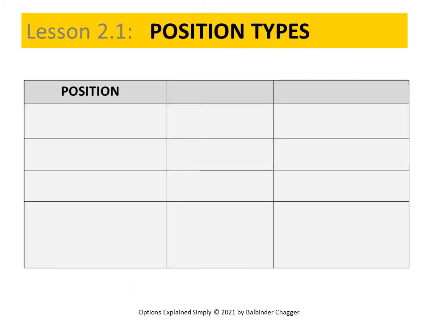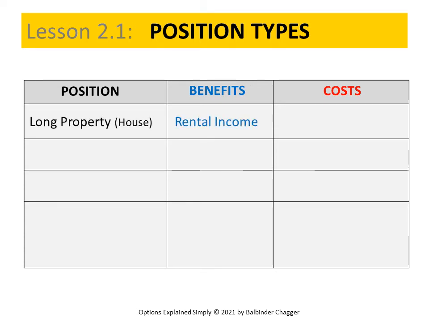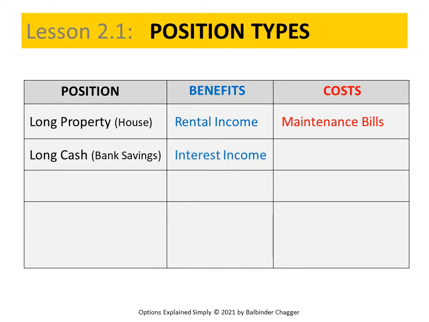Long and short positions often bring about costs and benefits to their holders. Let's take a look at a few examples. If we're long property, say one house, then one of the benefits to us might be some rental income. We'll also have to pay out repair and maintenance bills though. If we're long cash, say some savings in a bank account, then we might attract some interest income on them. On the other hand, if we're short cash, say we have a bank loan, then we'll be paying out some interest and fees.